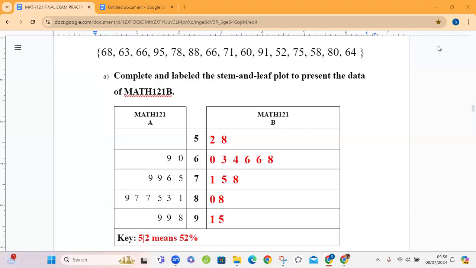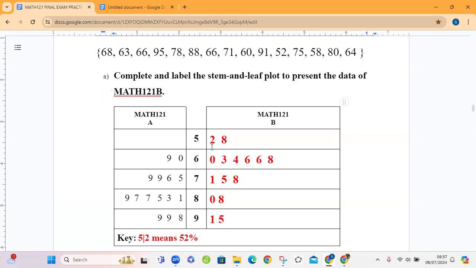So according to part A, it says complete and label the stem and leaf plot to present the data of Math 121 B. So it seems that this sample is for Math 121 B. Math 121 A has already been presented here in this column.